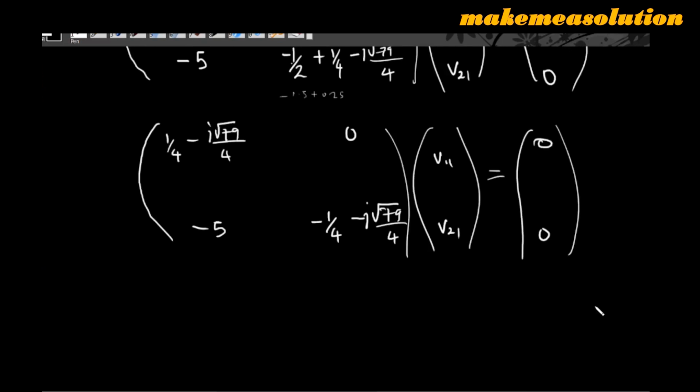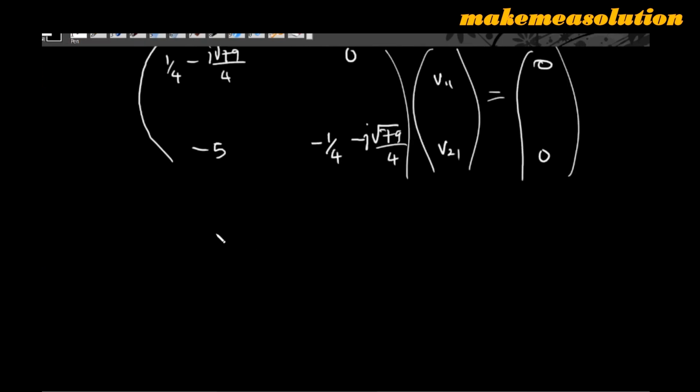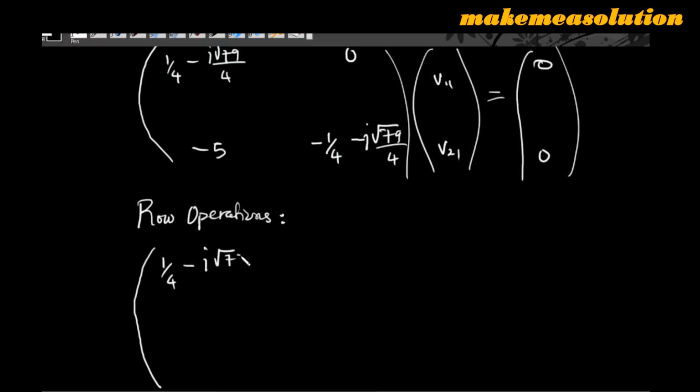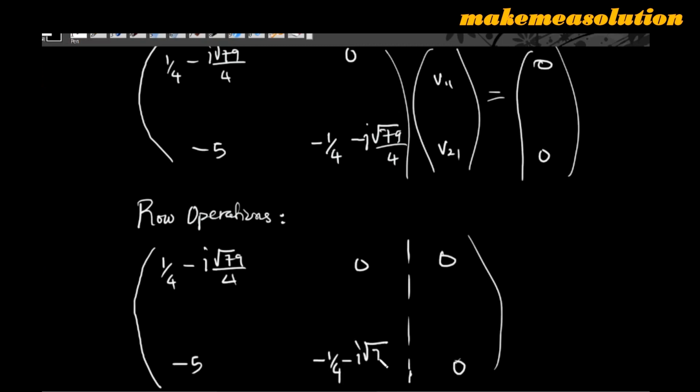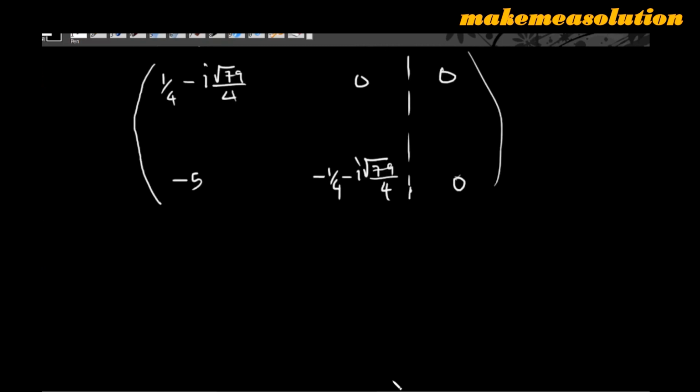Now whenever we are working with complex eigenvalues, we need to be very careful. Usually we can perform row operations to simplify the procedure for us. This is how I'm going to perform row operations. I'm going to augment my matrix like this: 1 over 4 minus i root 79 all over 4, and 0. I'm going to augment this matrix with 0 0. Then you have minus 5, then minus 1 over 4 minus i root 79 over 4. So you will observe that I can now perform some row operations.